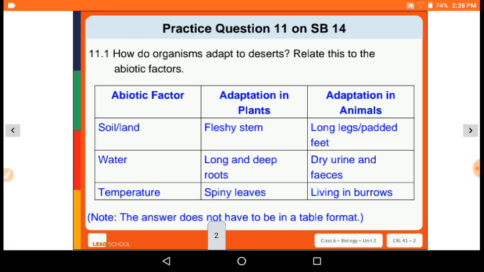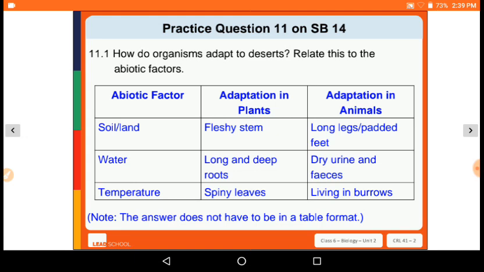Here is practice question number 11.1 on your SB14. The question is: how do organisms adapt to desert? Relate these to the abiotic factors. जो हमने लास्ट टाइम एडप्शन इन अ डेजर्ट्स एरिया उसके अंदर एनिमल्स का हमने देखा था, वही चीज़ के रिगार्डिंग यहाँ पे एक क्वेश्चन है. So let's solve. First, abiotic factor, adaptation in plants and adaptation in animals.